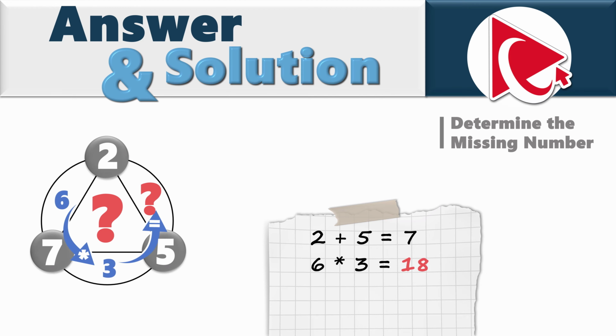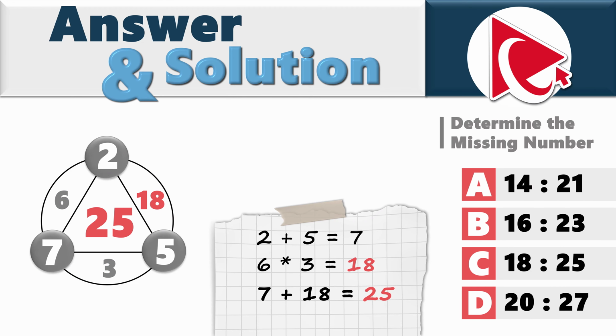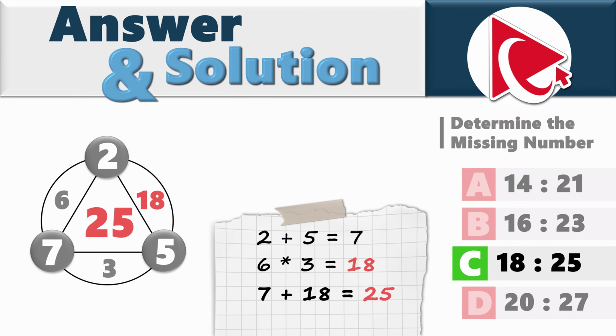6 multiplied by 3 equals 18. These are the calculations inside the large circle. And 7 plus 18 equals 25. So the correct answer here is choice C, numbers 18 and 25.